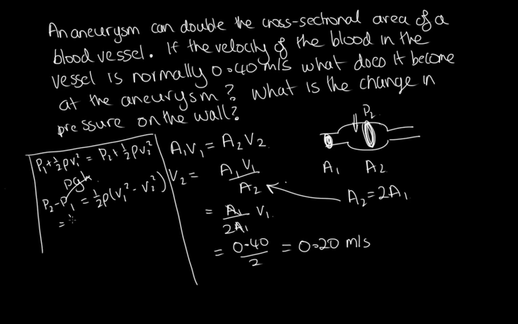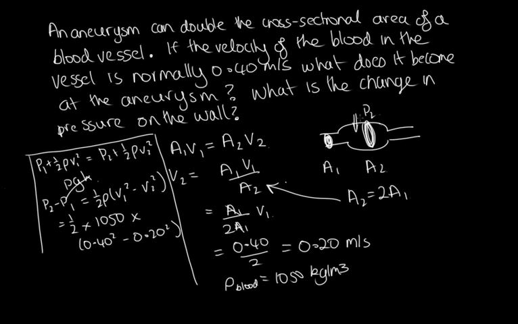So this is equal to a half. Now we'll need to know the density of blood. We were told previously that the density of blood was equal to 1050 kilograms per meter cubed, so we'll use that same value. So this is 1050 times V1, the speed in here, 0.40 squared minus 0.20 squared, the velocity in the second part in the aneurysm that we calculated.